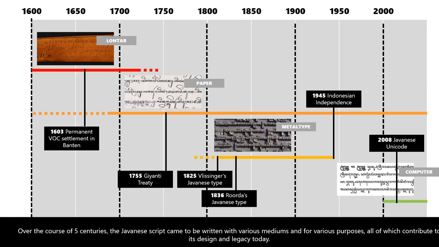With the arrival of Europeans, printing and metal type in the script greatly increased the number of Javanese script materials from around the 19th century onward. In 2009, the Javanese script was allocated its own block in the Unicode standard, thereby facilitating its use on devices and digital platforms. All of these contribute to the Javanese design legacy today.